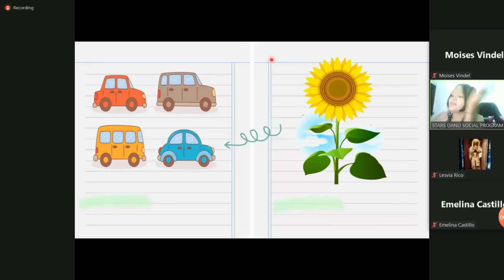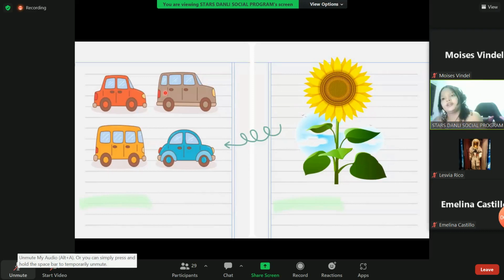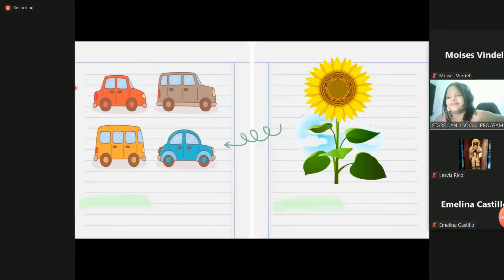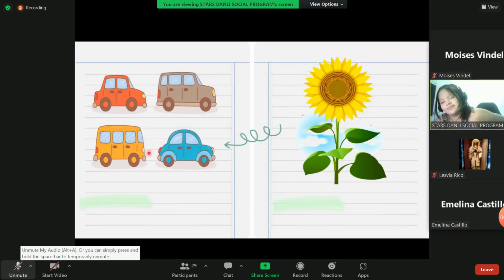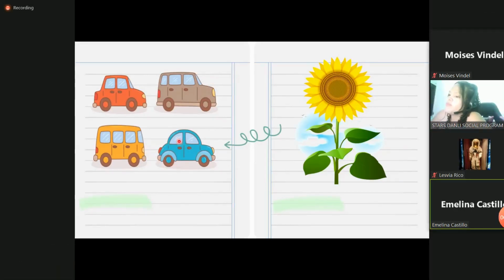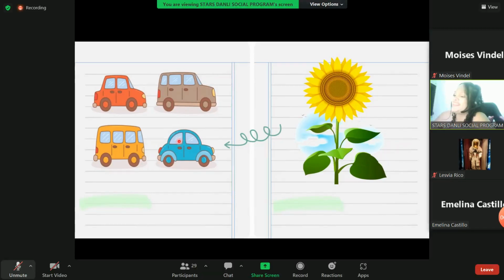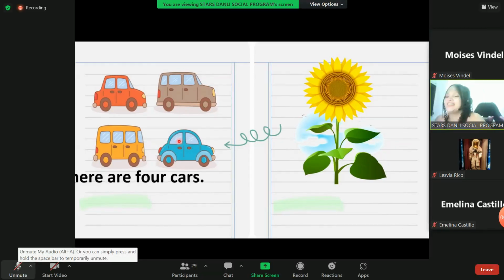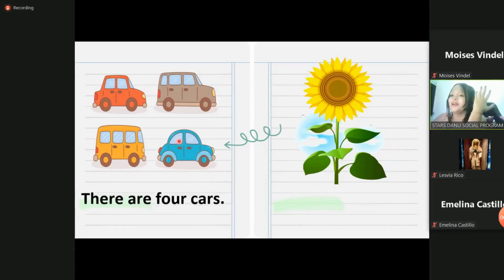Okay, vamos a completarlo de acuerdo a las imágenes que vemos. Recuerde, there is más lo que vemos or there are. Vamos a ver cómo podríamos expresar la primera imagen. There are 4 cars. Excellent, Evelina. So there are 4 cars, right? We have 1, 2, 3, and 4. There are 4 cars. Now, what about the next one?